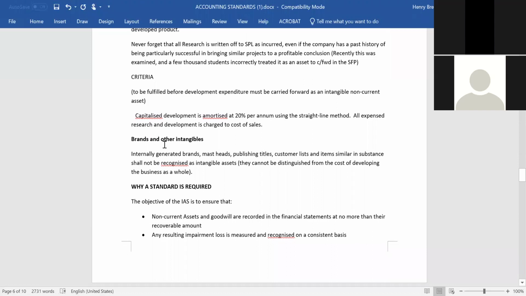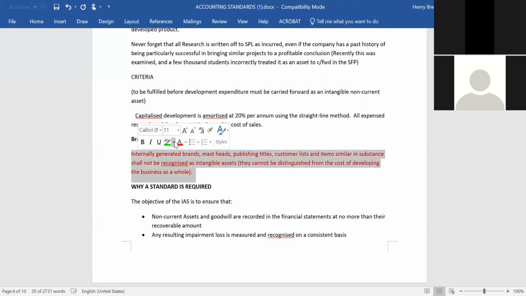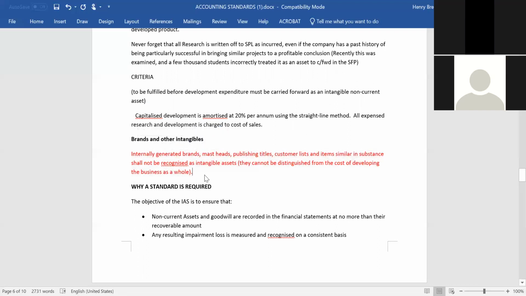Brands and other intangibles. Internally generated brands, mastheads, publishing titles, customer lists, and items similar in substance shall not be recognized as intangible assets. They cannot be distinguished from the cost of developing the business as a whole. So this is an important issue pertaining to the standard to look at. Let me make that red.